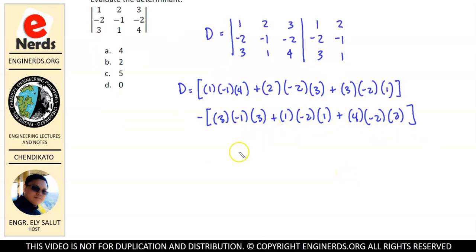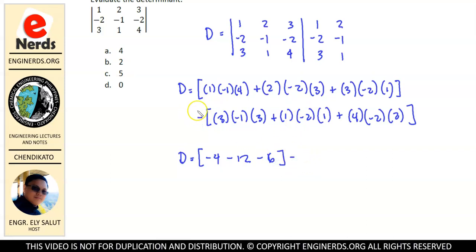Alright, so para hindi na tayo masyadong malito. Alright, so we will have D is equal to, okay, 1 times negative 1 will be negative 1 times 4 will have negative 4. So, 2 times negative 2 will be negative 4 times 3. So, that means we have negative 12. Okay, then 3 times negative 2 will be negative 6 times 1 still negative 6. So, we have minus 6 in here.